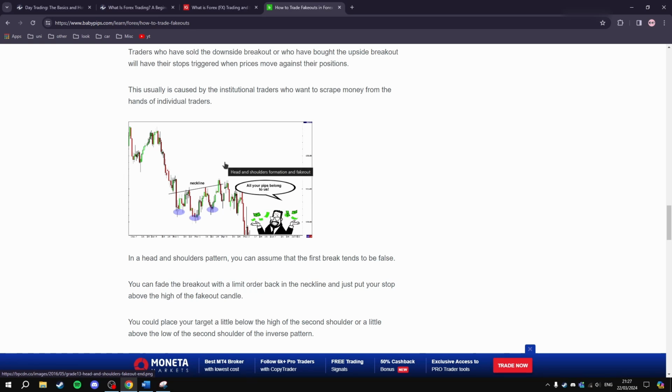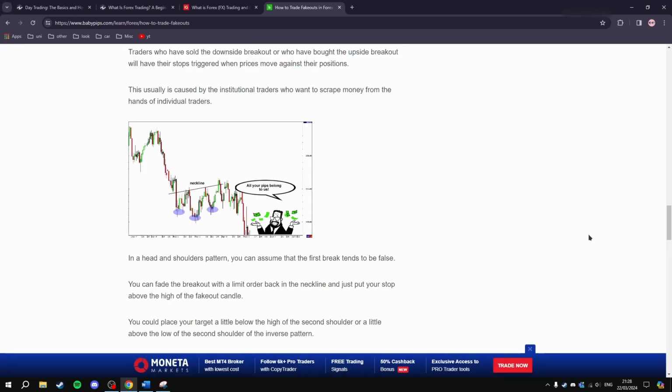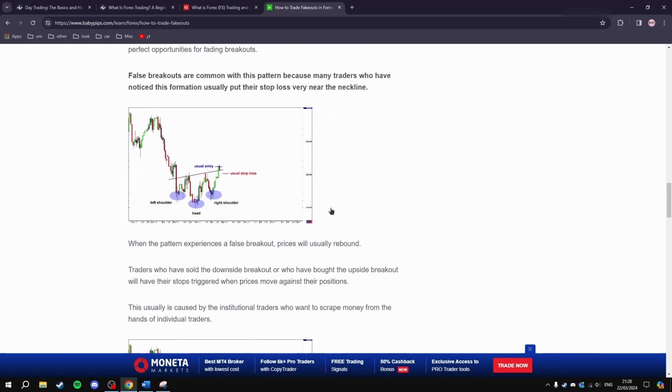In a head and shoulders pattern, you can assume that the first break tends to be false. You can fade the breakout with a limit order back on the neckline and just put your stop above the high of the fake out candle.